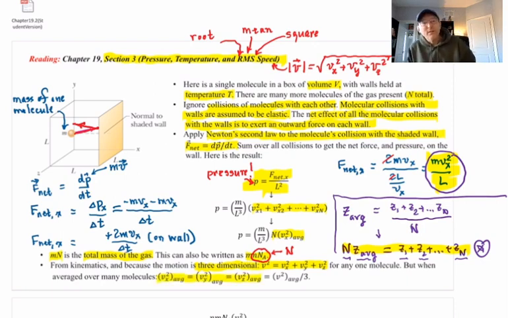Big picture. Vx squared average is the same as Vy squared average, or equal to Vz squared average. Which means the average of the total speed squared is 3 times the average of any one of its components squared. In other words, v squared average equals 3 times Vx squared average. Or you could say 3 times Vy squared average or 3 times Vz squared average. We chose to look at that shaded wall that's on the x-axis.